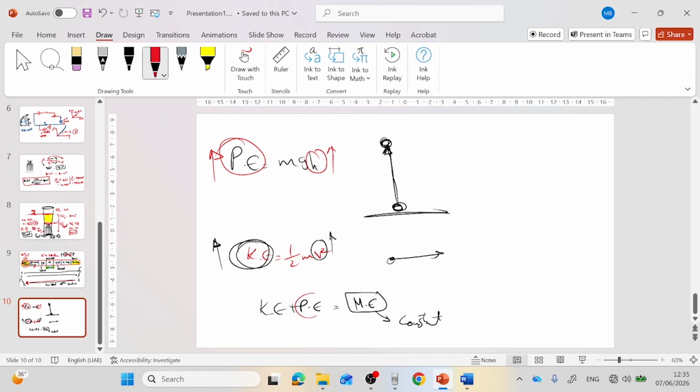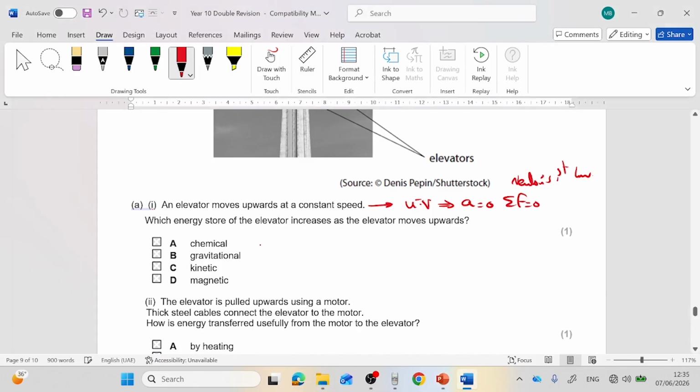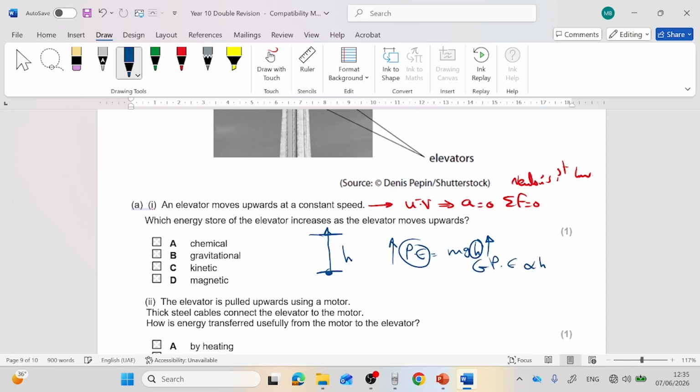Because if the potential energy decreases, kinetic energy will increase by the same amount if there is no loss in the energy, okay? So for this question, if we have an elevator which is moving up, this means that its height from the ground increases. And since the potential energy is equal to mgh, this means that the height increases, so the gravitational potential energy increases because they are directly proportional.